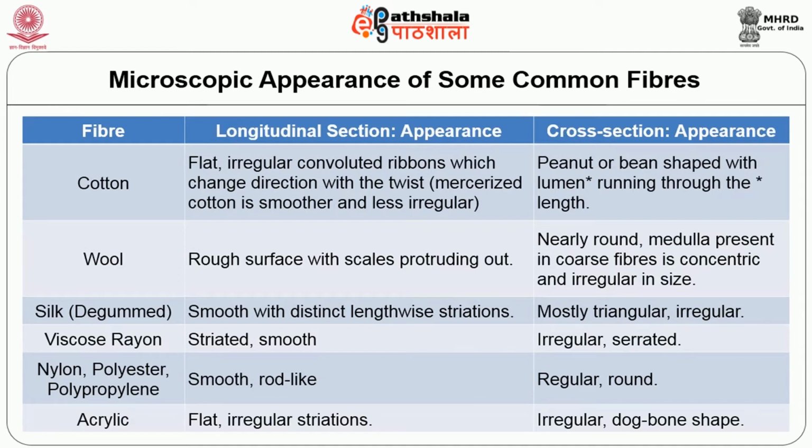In the case of acrylic, it is a flat, irregular striations in the longitudinal view. In the case of cross-sectional view, the acrylic will look like an irregular, dog bone shape like structure. So we can identify the fiber by using microscopic view also.